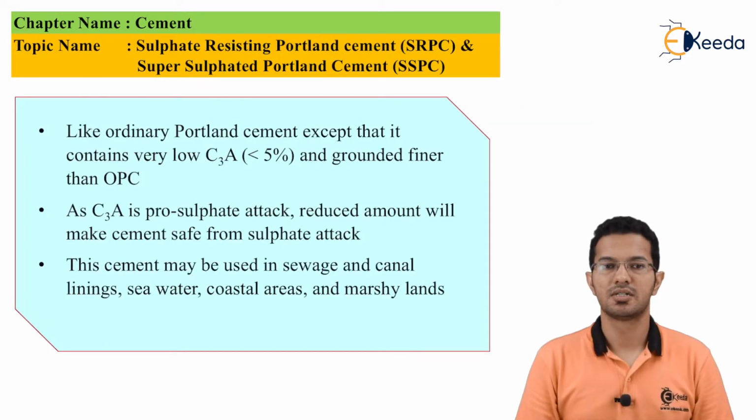What are those properties which are different from OPC? The properties differ due to the different composition of the cement. Like ordinary Portland cement, except that it contains very low C3A, which is less than 5%, and is ground finer than OPC. As C3A is prone to sulfate attack, a reduced amount will make the cement safe from the sulfate attack. This cement may be used in sewage and canal linings, seawater, coastal areas and marshy lands.